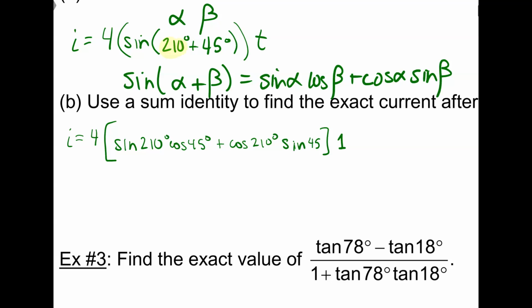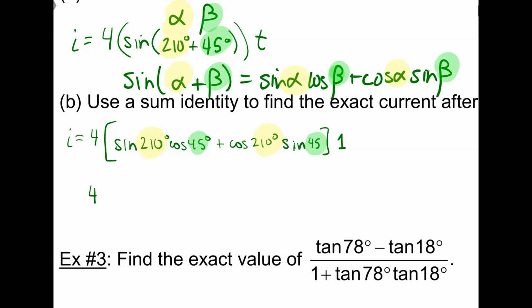I don't know if this will help. Here's my alpha, so I plug it in at these points. Here's my beta, so I plug it in at these points. I feel like color coding may help, maybe not. Okay, now we just have to actually figure out what those values are.